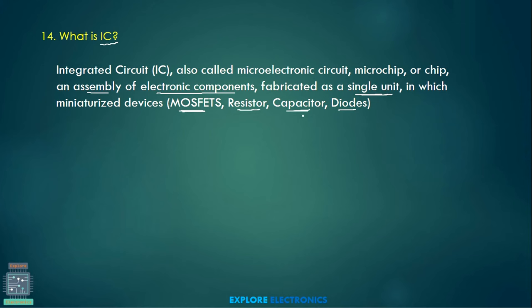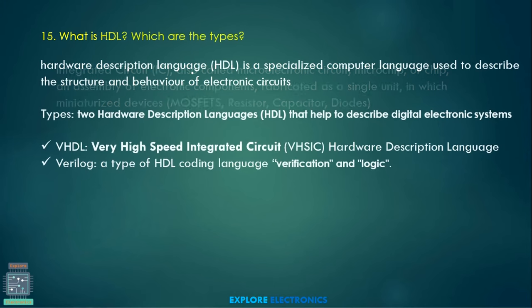So this is an integrated circuit. Why it is called integrated means all these complex circuits are integrated into a small area of silicon. That's why it is called an integrated circuit.